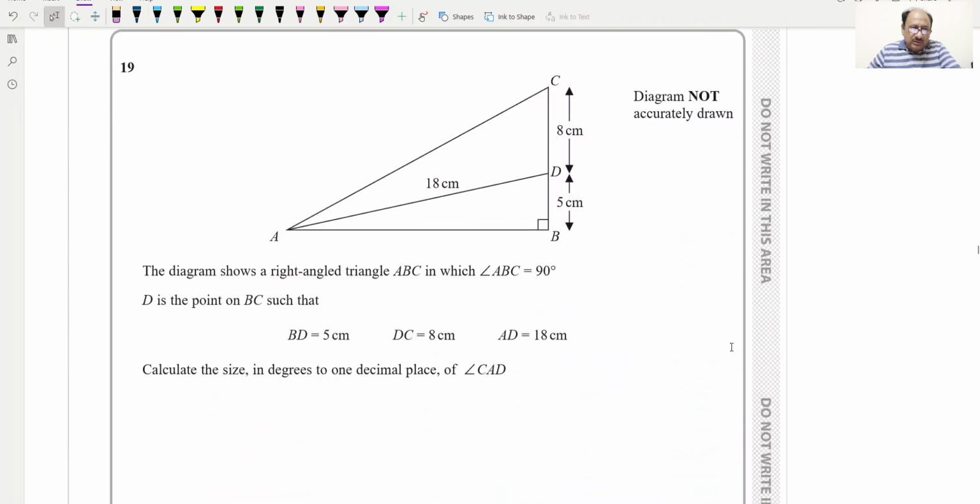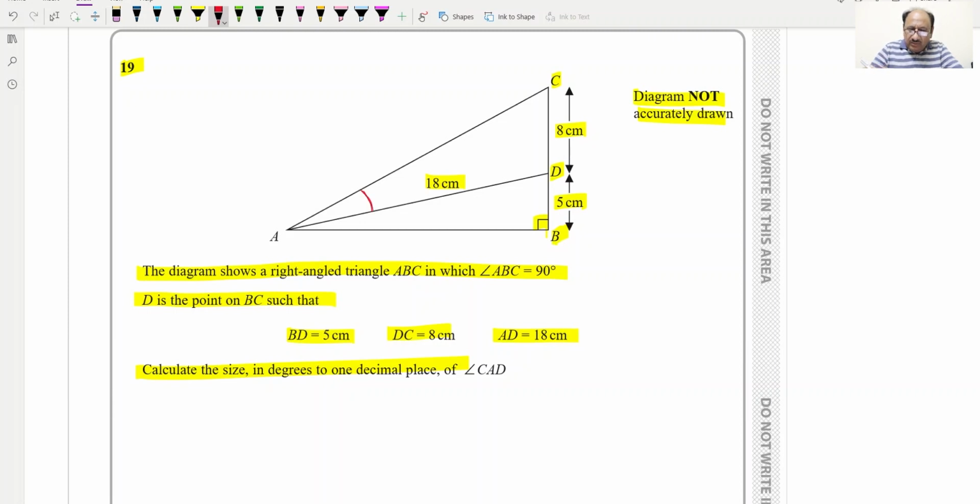Now question number 19. Hopefully so far you are following everything. Question 19, drawing is not accurately drawn. The diagram shows a right angle triangle ABC in which angle ABC is 90 degrees. D is the point on BC such that BD is equal to 5 centimeters, DC is equal to 8 centimeters, AD is equal to 18 centimeters. Calculate the size in degrees, to one decimal place, of angle CAD. So which angle is required? This angle is basically required.